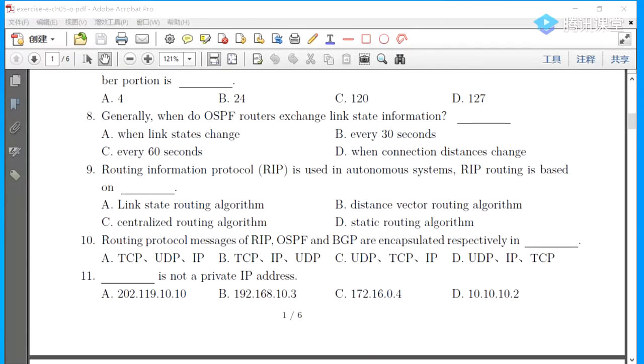Question 8. Generally, when do OSPF routers exchange link state information?